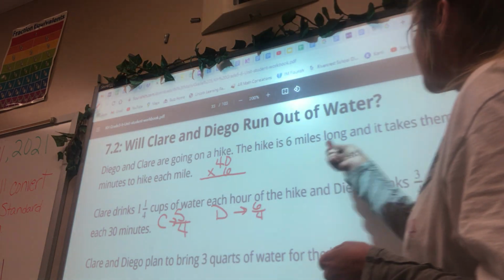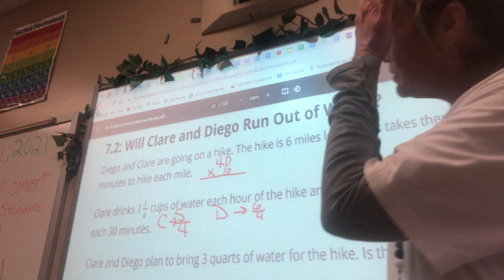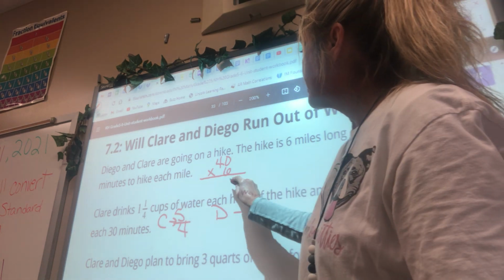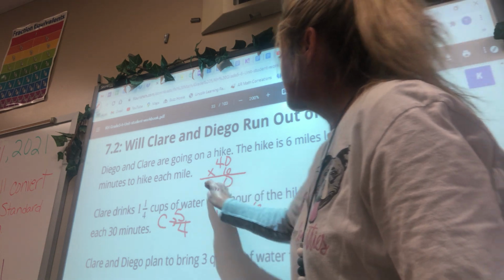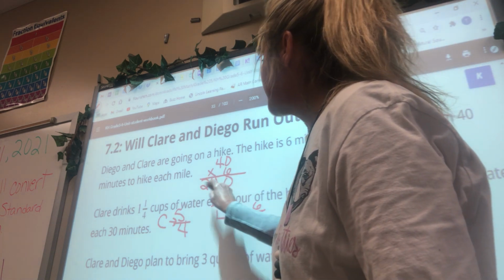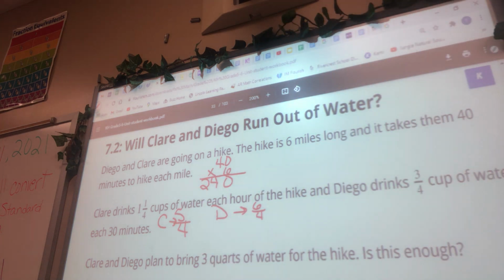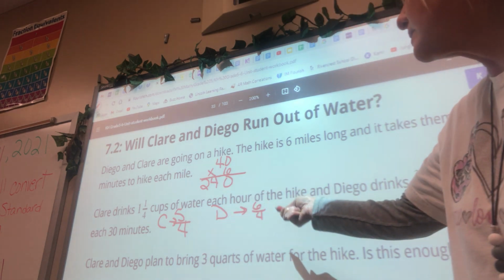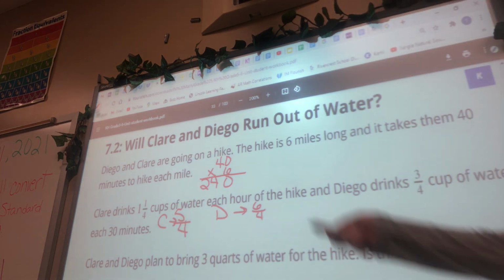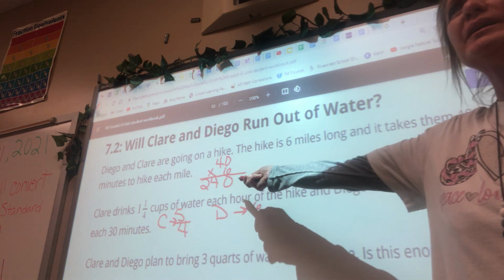Okay, because if it's 6 miles and it takes them 40 minutes to hike each one, we would have 240. So it takes them 240 minutes to hike. Now we've got to get that into hours, because we need to know if they're going to have enough for this hike, and because these were based on how much they drink per hour. How would I get my minutes into hours?